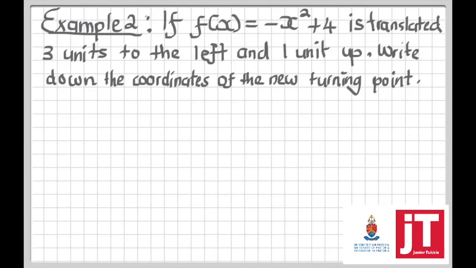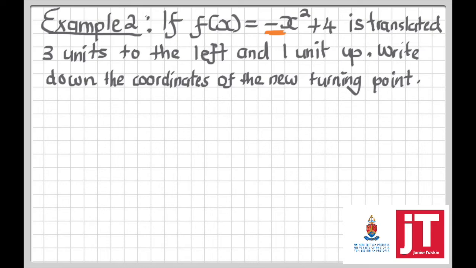We're told that f of x is equal to negative x squared plus 4 is translated through 3 units to the left and 1 unit up. Write down the coordinates of the new turning point. So what are we looking for? We are looking for the turning point, being the highest point or the lowest point of your graph. If you look at f of x, you can see that the coefficient of x squared is negative, and therefore it should have a maximum value.